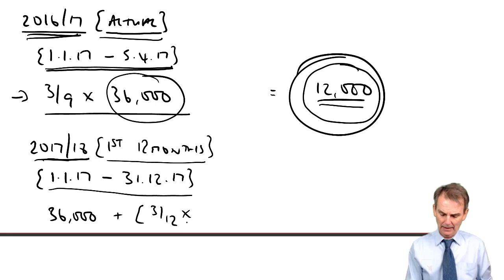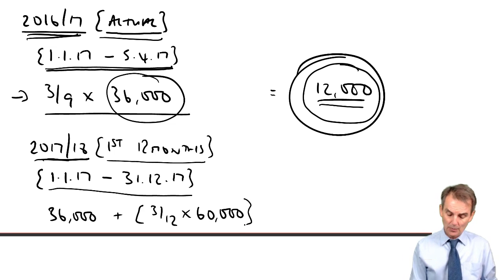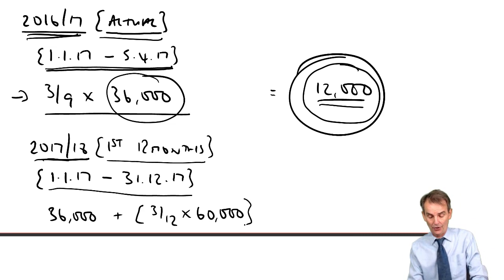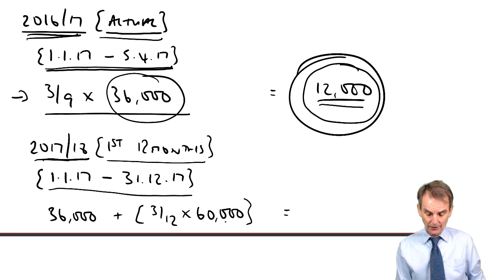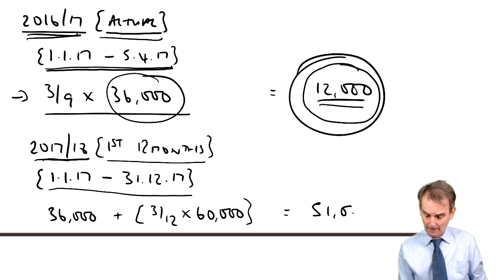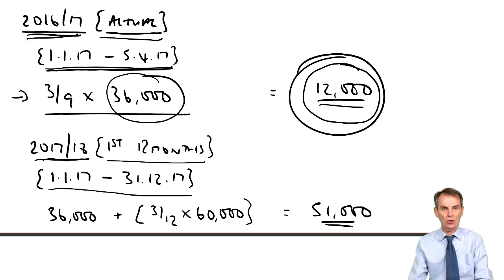What was that profit figure? I think that was 60,000 there, if you just check back. It was £60,000. So we take 36,000 plus 3/12 of £60,000. 3/12 of 60,000, that's going to be 15,000 plus 36. We're talking £51,000 as the assessment in the second tax year.